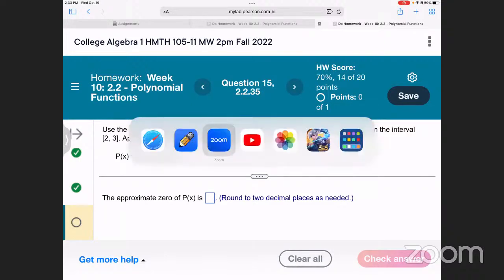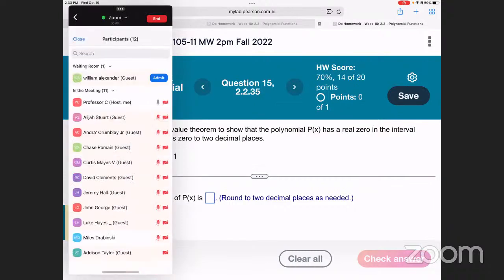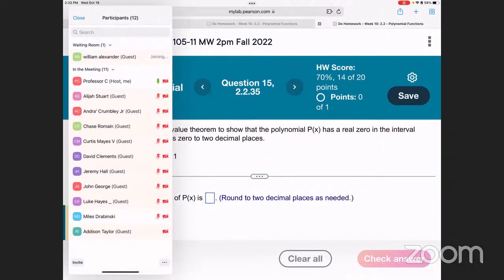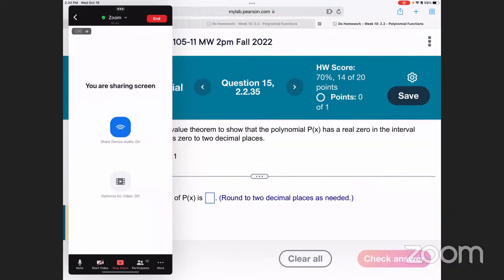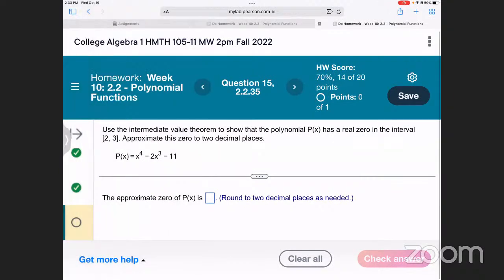Let me check Zoom really quickly. You guys are hanging in there strong. Let me get the student. Okay. And I just let this student in.